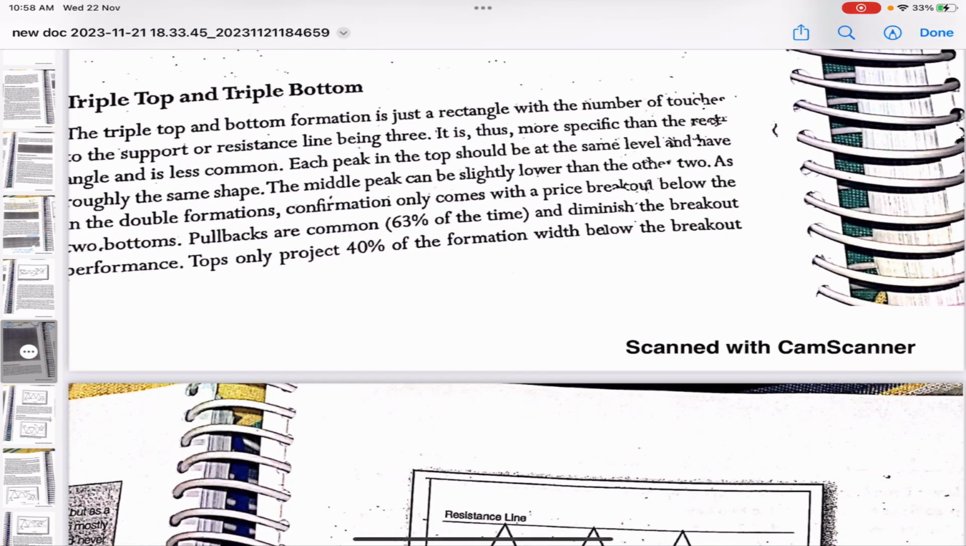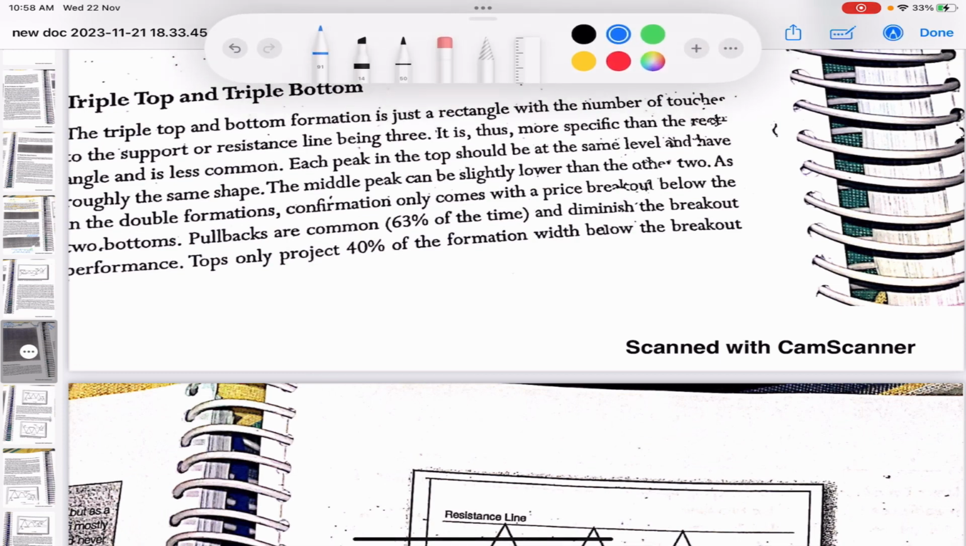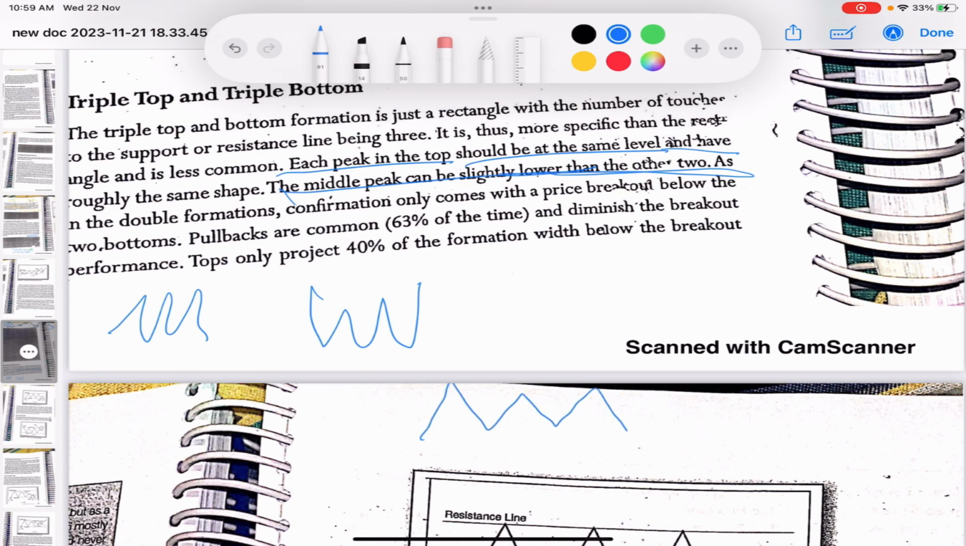Okay, next we have the triple top and the triple bottom, and we already know what a triple top and triple bottom are. Triple top is like this, triple bottom is like this. They basically just have one more swing added to the double top and double bottom. You can also keep in mind that each peak in the top should be at the same level and should have the same shape. The middle peak can be slightly lower. Sometimes you have a pattern like this, which is okay and valid. So keep that in mind.